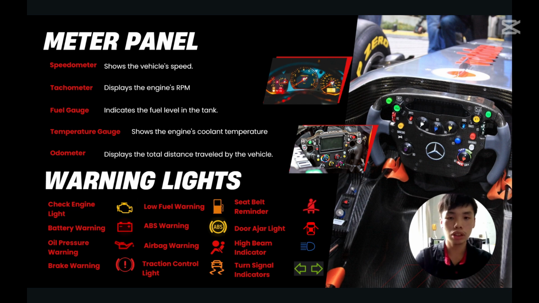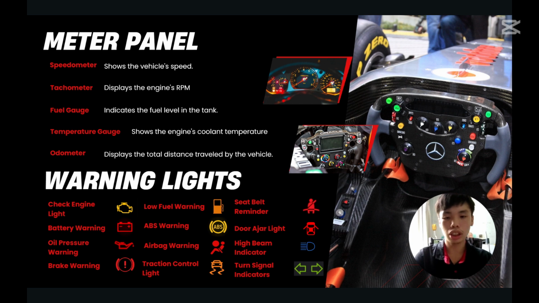The speedometer shows the vehicle speed, which tells the driver how fast he is going. The tachometer displays the engine's revolutions per minute, which tells the driver how much the engine is turning in a minute. A fuel gauge indicates the fuel level in the tank, which tells the driver when he should refill the fuel. The temperature gauge shows the engine coolant temperature, and the odometer displays the total distance traveled by the vehicle and also tells the driver when to do his vehicle maintenance.